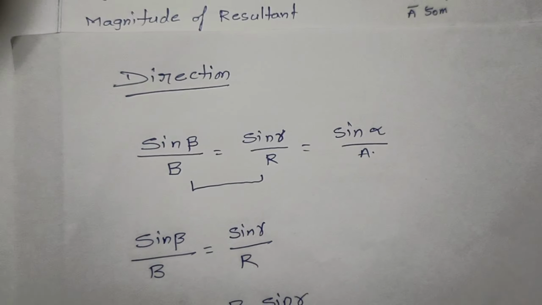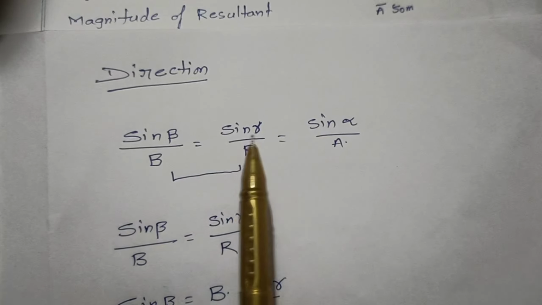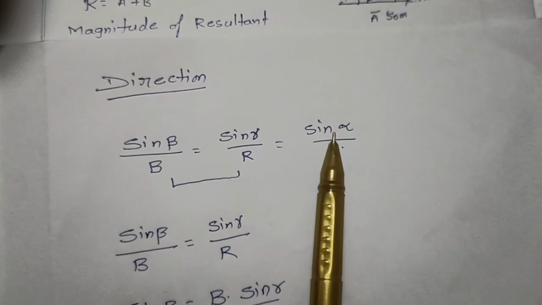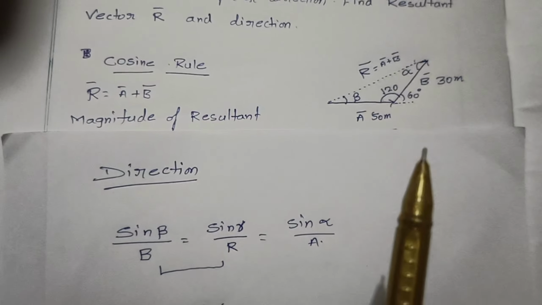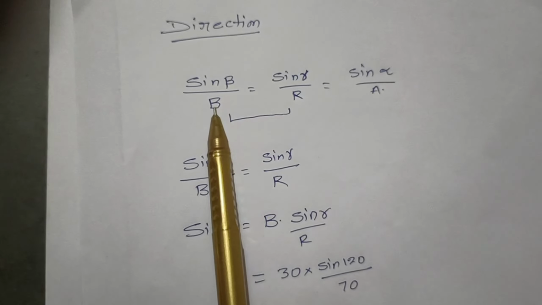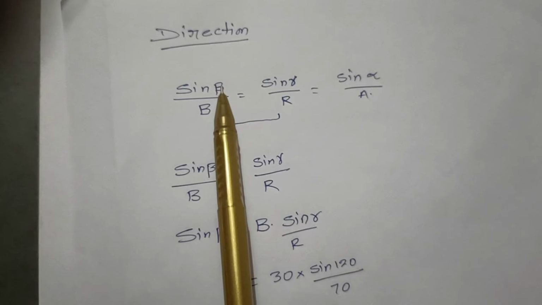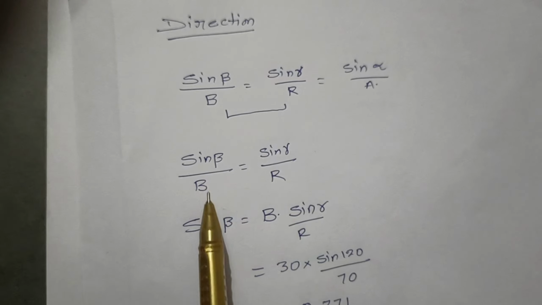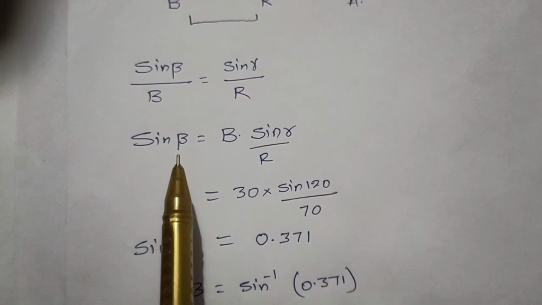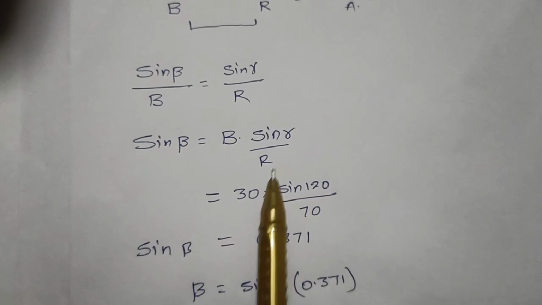Now we'll find the direction. We know already the formula: sine beta by B is equal to sine gamma by R is equal to sine alpha by A. In that, we can take the first two relations. From that we are going to find beta. Simple: sine beta by B is equal to sine gamma by R. Sine beta is equal to B into sine gamma by R.